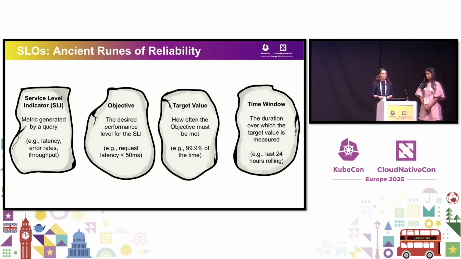Next, we'll have a target value. So how often must this objective be met? 99.999% of the time, for example. Next, how do we measure it? With a time window. So that's the duration over which the target value is measured, for example, over a 2-hour window, over the last 24 hours.